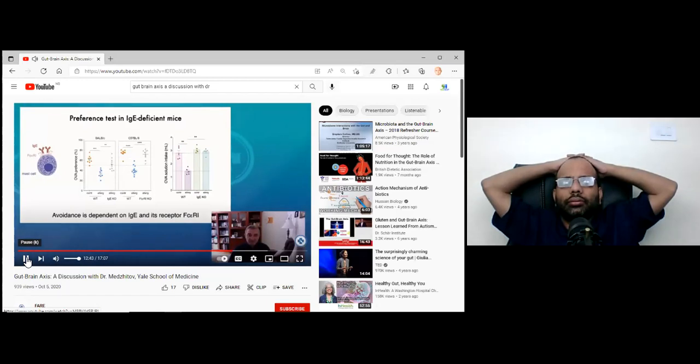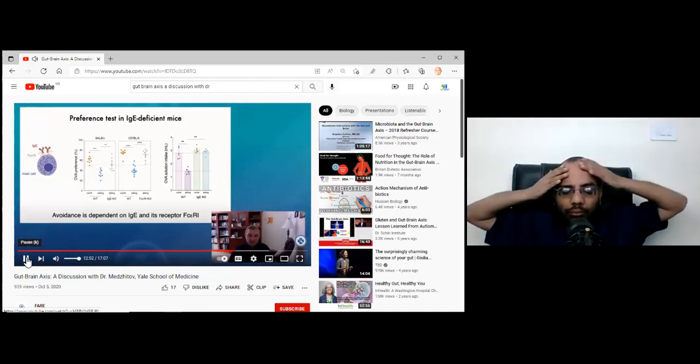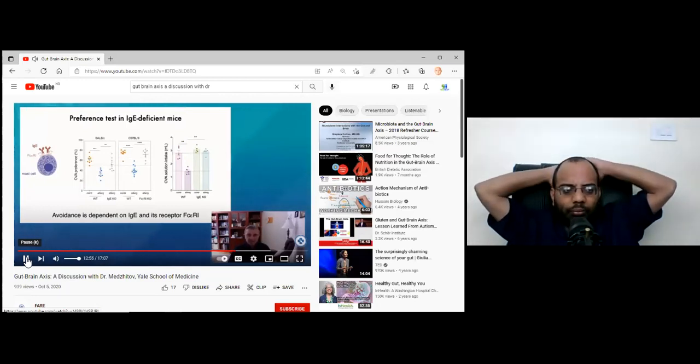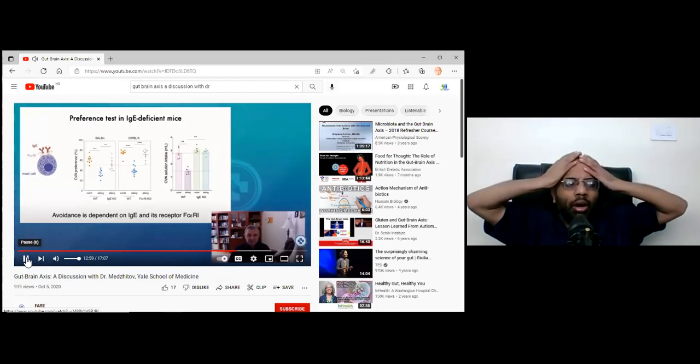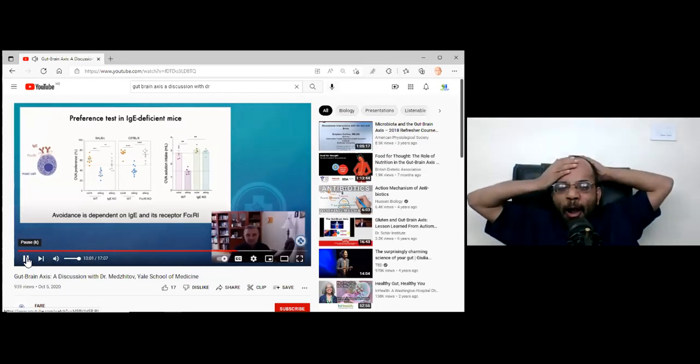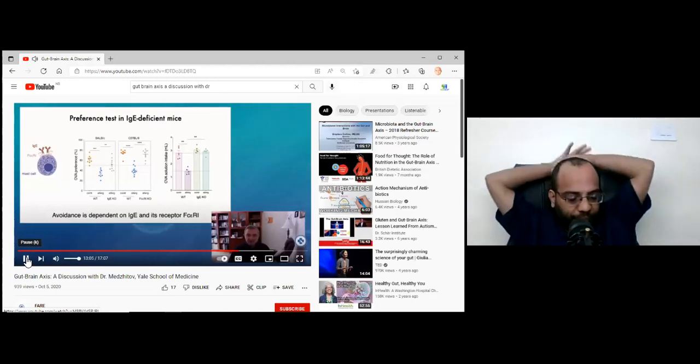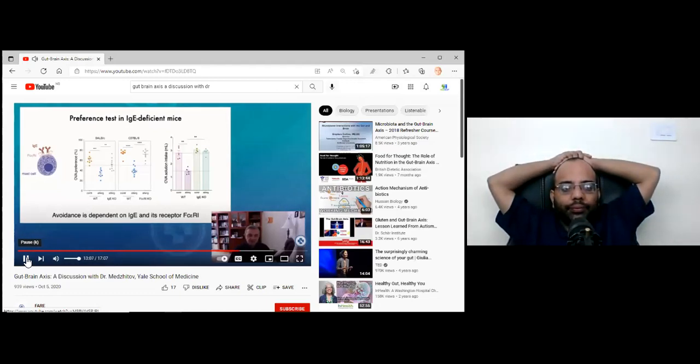So this is shown in a couple of ways here. This is a comparison of wild-type mice. When they're not sensitized, they prefer albumin, and when they're sensitized, they prefer water. And this preference goes away if they don't have IgE, in IgE knockout mice. And similarly, if they don't have the Fc epsilon receptor for IgE, they also lose their aversion towards albumin. And this is shown also here using a different type of readout.